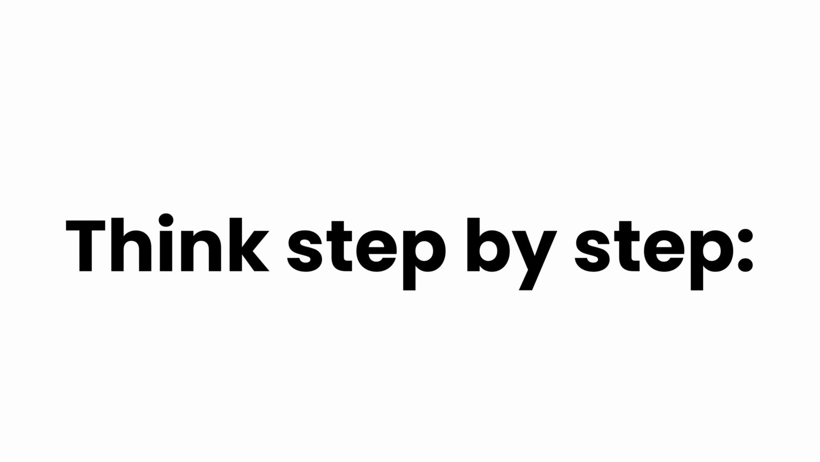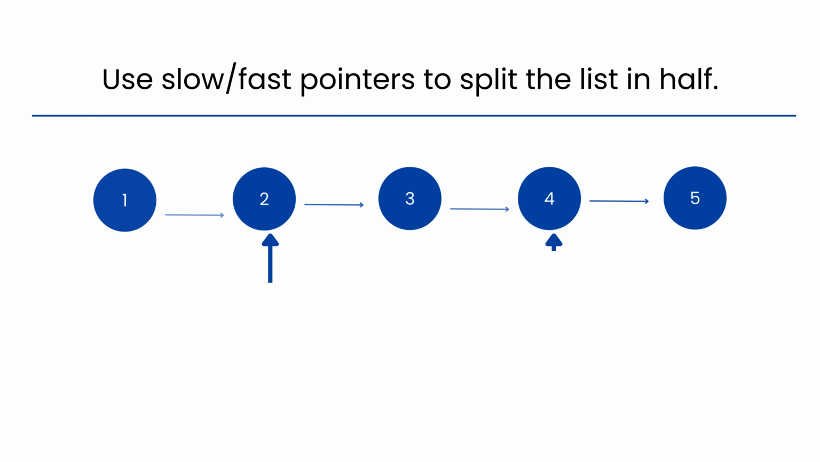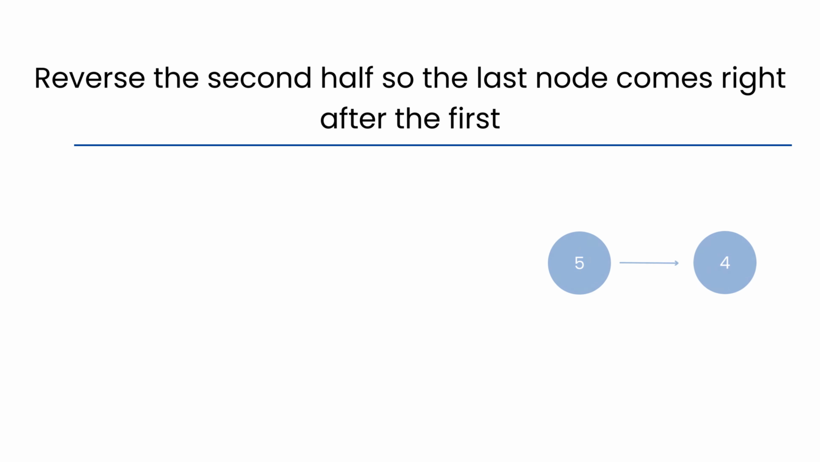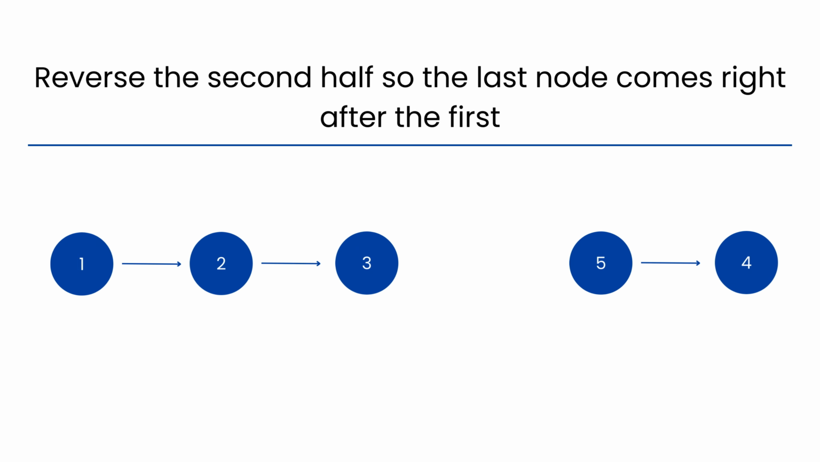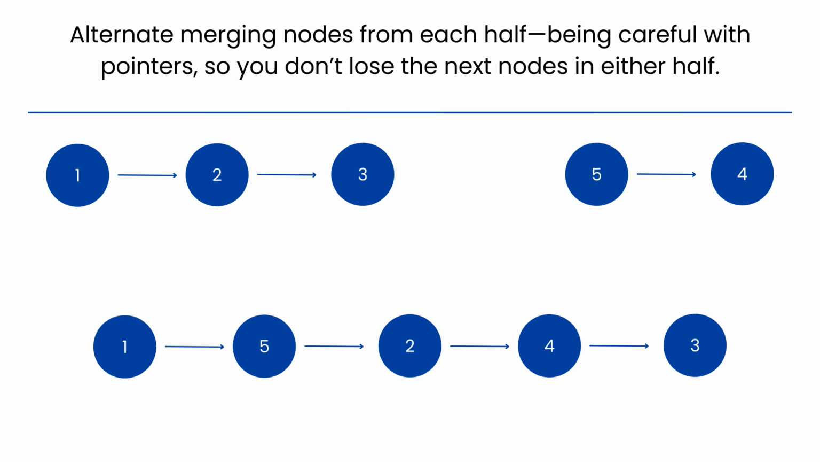Here's the structure. Find the middle. Use slow and fast pointers. Reverse the second half. Classic in-place reverse, see Reverse Linked List. Merge the halves, alternating nodes from the first and second half, updating pointers carefully.